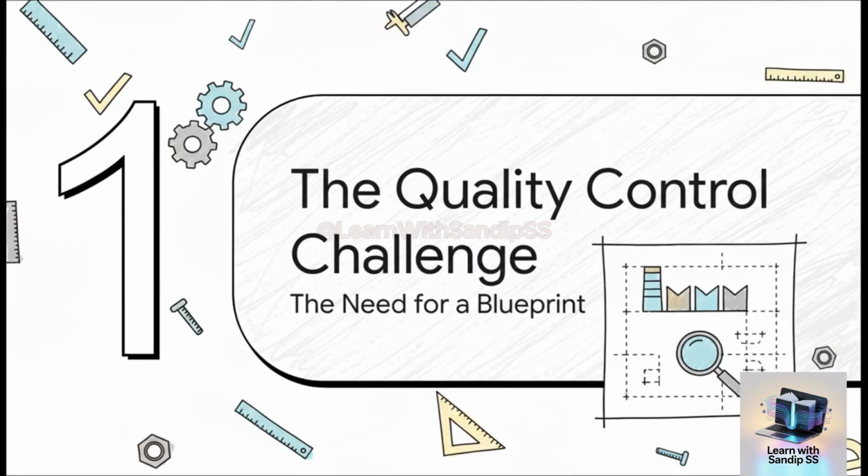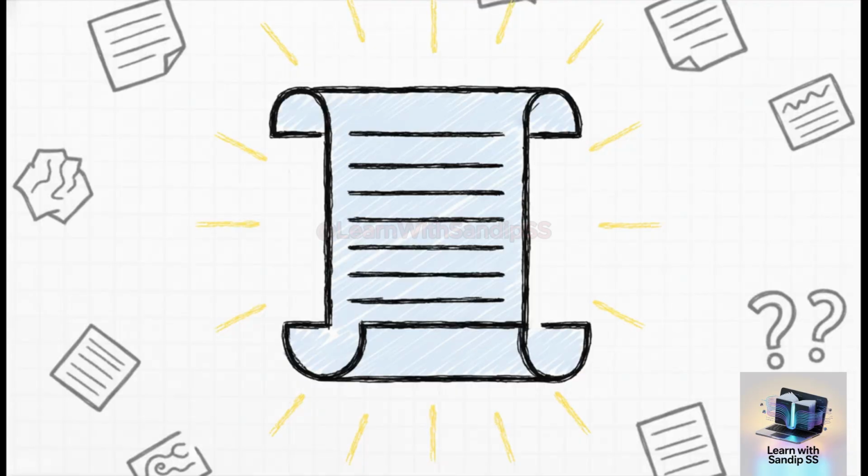So, how do we tackle this massive quality control challenge? I mean, you can't rely on someone's memory or a bunch of sticky notes when consistency is everything. You need something formal, something unbreakable, something repeatable. You need a blueprint. And in the world of SAP, that blueprint has a name, the inspection plan.